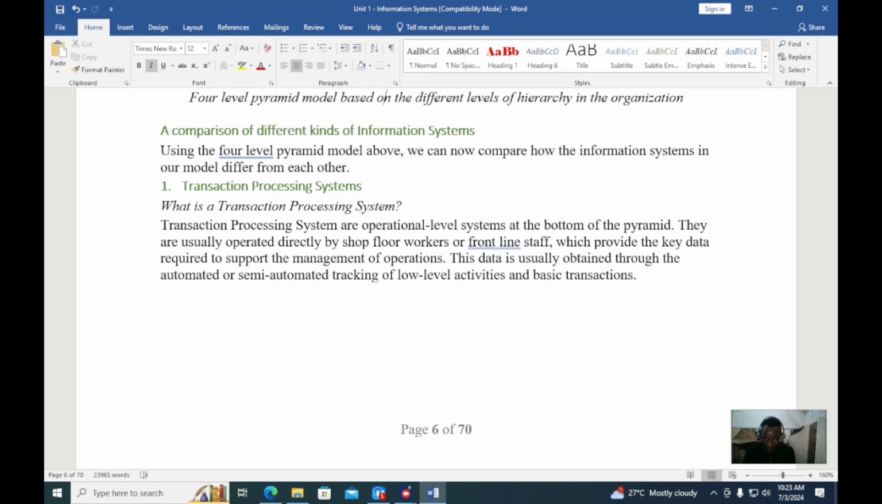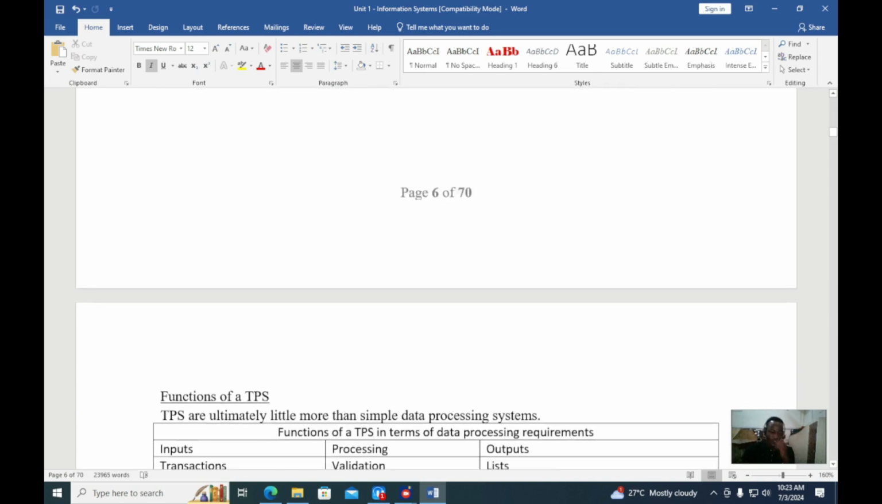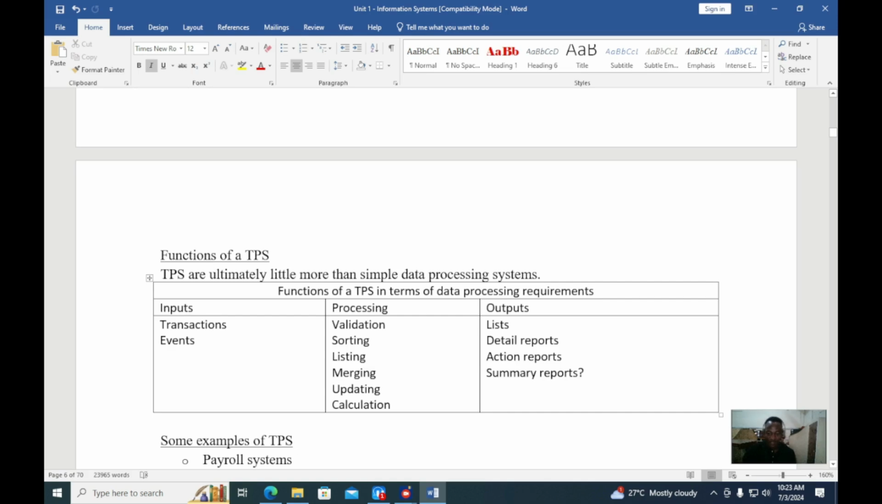So we have the data in the transaction processing systems that we are getting from automated or semi-automated tracking of the low-level activities that are taking place and the basic operations, like things like booking. Somebody books, we take in information about them, they make a payment and all that, that basic information.